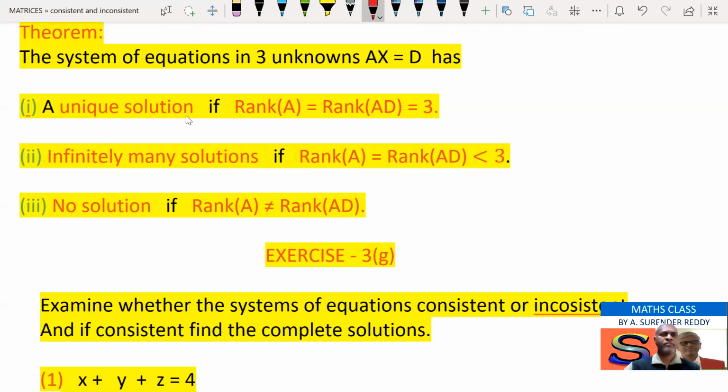The system will have a unique solution if rank of A is equal to rank of AD, and that is equal to 3. And just remember, if the rank of A and rank of AD are equal, then the system has a solution. If the rank of A is not equal to rank of AD, the system has no solution. In the case of solution, it is of 2 types, unique solution and infinitely many solutions.